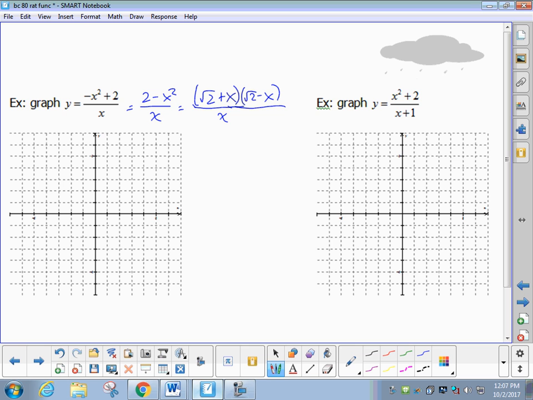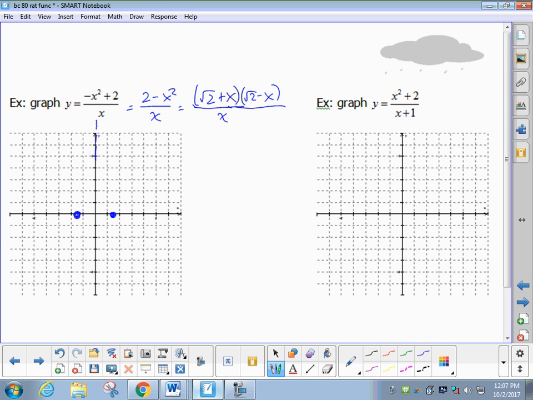Zeros, the roots. Root 2, which is about what decimal? 1.4. You should know that. Root 2 and negative root 2, about 1.4 and negative 1.4. What about something else that's fun on the graph? Tell me something else.